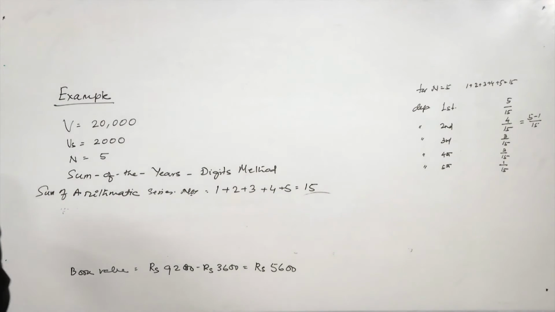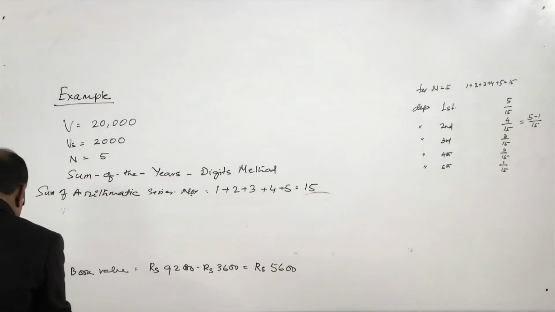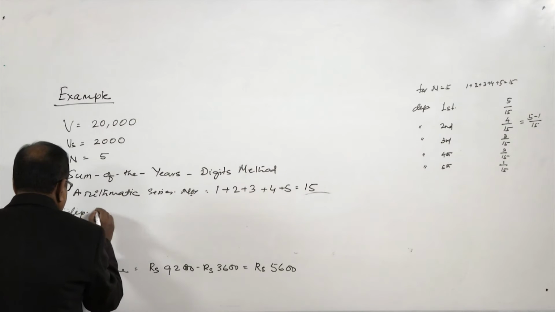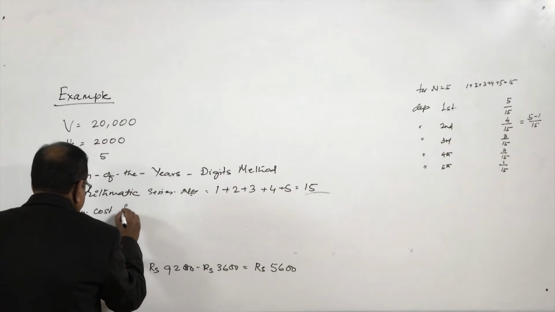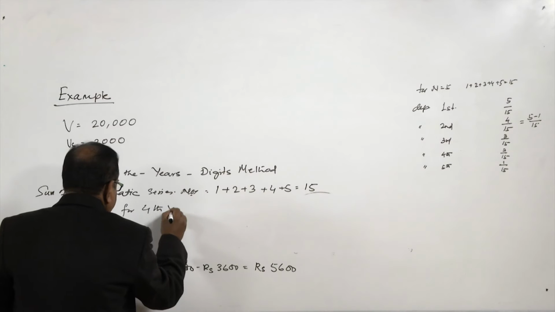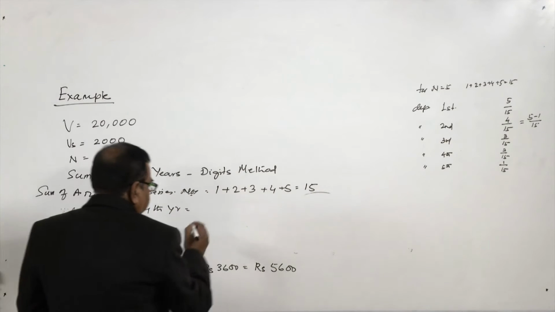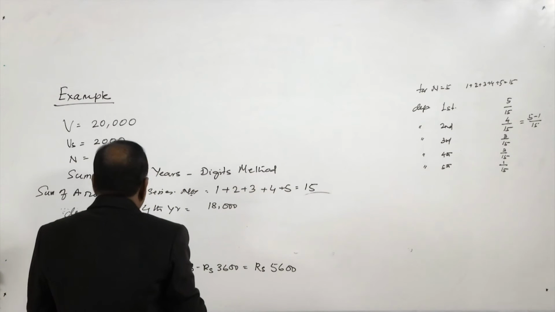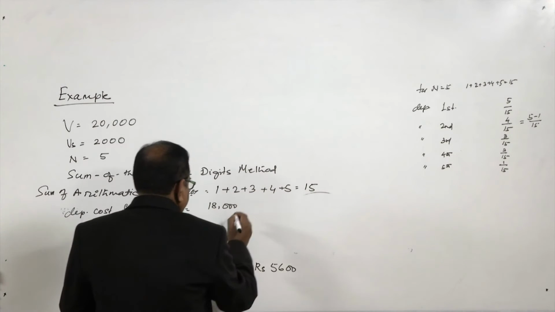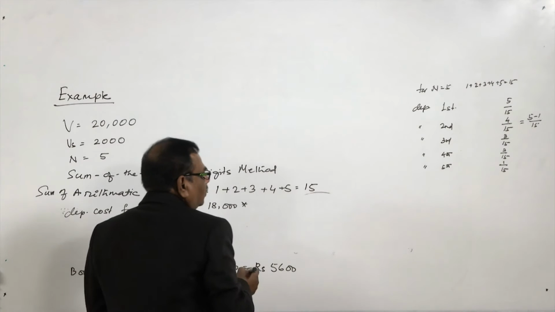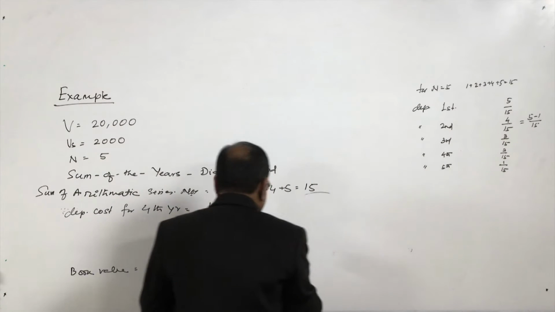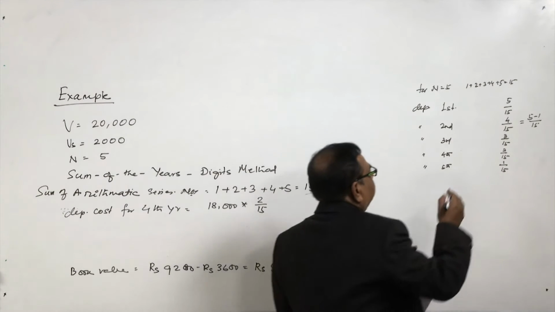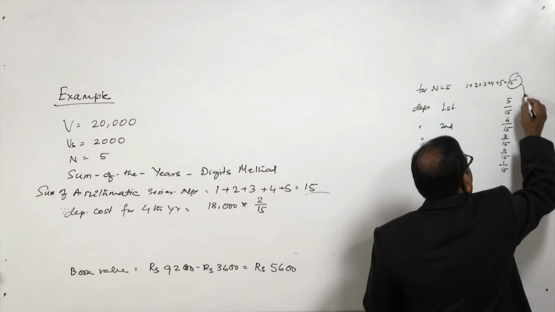So, we have already calculated the book value at the end of the third year and the depreciation. So, the depreciation cost for the 4th year will be equal to rupees 18,000, the amount which has to be depreciated, into 2 by 15. This is the 15 which has come from here.